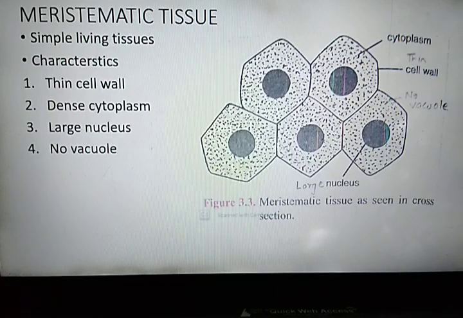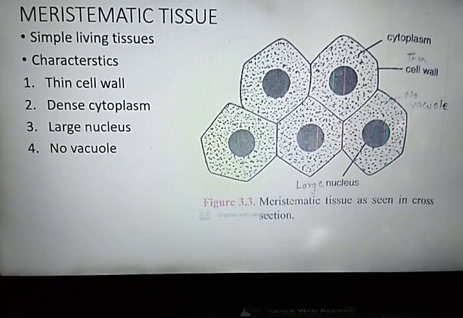As we have already studied, the growth in plants takes place at specific regions, and this growth is shown by meristematic tissue. So, meristematic tissue is localized in certain regions of the plant and helps in the growth of the plant.